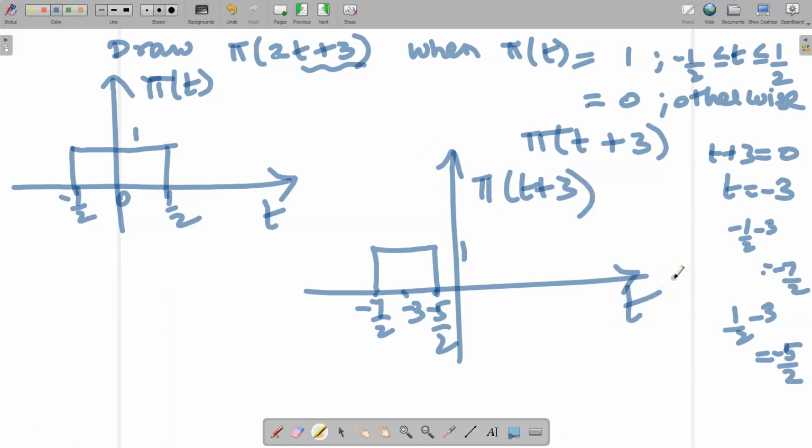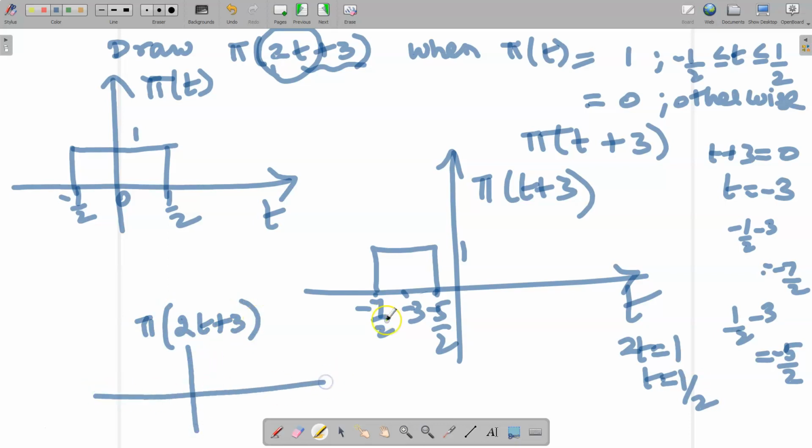And then pi of 2t plus 3, what I have to do is a time scaling operation. Time scaling operation means 2t is equal to 1, t is equal to 1 by 2. So, I have to multiply each and every instance by 1 by 2. So, finally, I can draw pi of 2t plus 3 by multiplying each and every instance by 1 by 2. It will become minus 7 by 4, then minus 3 by 2, and then minus 5 by 4. Your amplitude remains the same, 1. So, this is your pi of 2t plus 3.